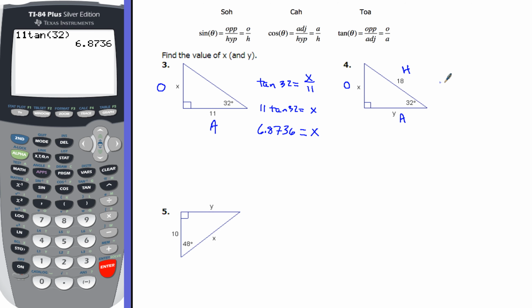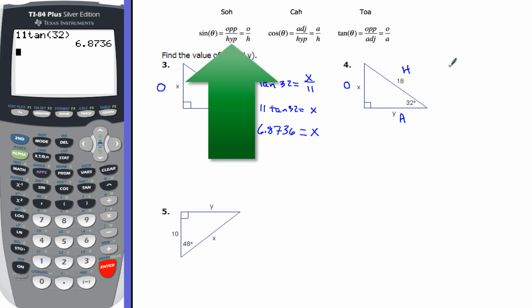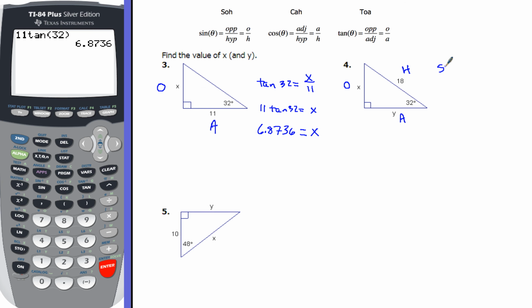Now, which one of my trig functions deals with opposite and hypotenuse? That's right, that's going to be sine. So for finding x, I'm going to write down the sine of 32 equals x over 18. Now to solve this again, we'll multiply both sides by 18.